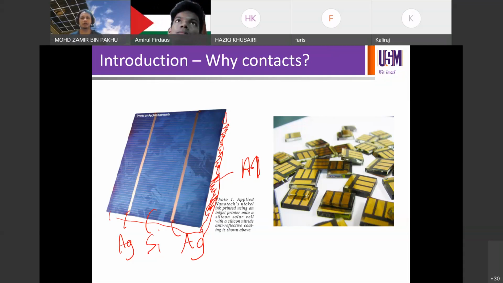Can we not have any contact in order to run the device? Boleh ke tak ada contact? Can we go contactless? No, Amira said no. Kenapa no, Amira?